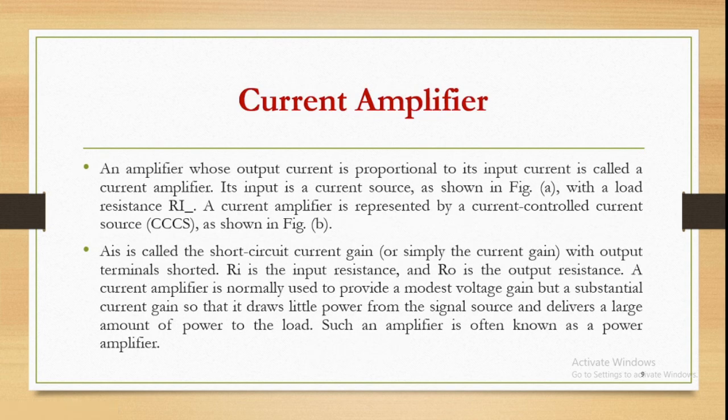Similarly, in the case of a current amplifier, the current is the input and the current is the output. We can say current source as input and current source as output. This is also called a current controlled current source, as the output current is controlled by the input current source. It has AIS, called the short circuit current gain, or simply the current gain. It applies when the output terminals are shorted.